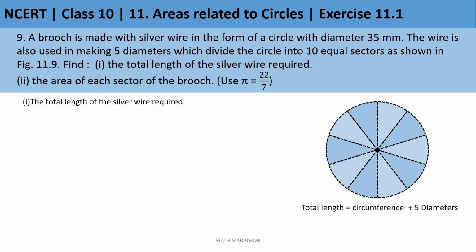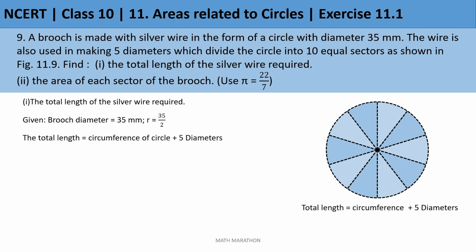Total length is equal to circumference plus 5 diameters. We have the following information. Brooch diameter is 35 mm. Radius is 35 by 2 mm. Total length is equal to circumference of circle plus 5 diameters, which is 2 pi r plus 5 diameters. Total length is equal to 2 pi, which is 22 by 7, multiplied by r, which is 35 by 2, plus 5 multiplied by diameter, which is 35.